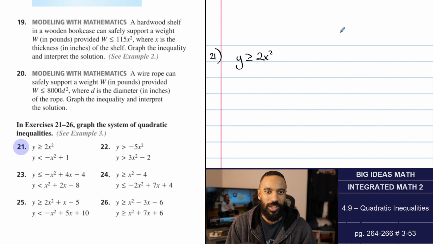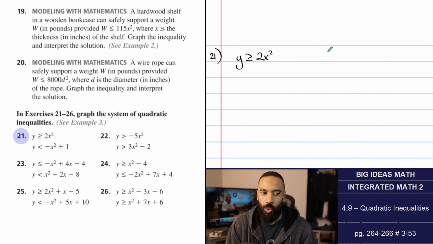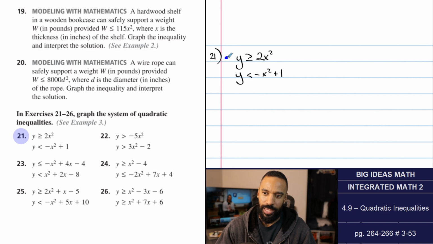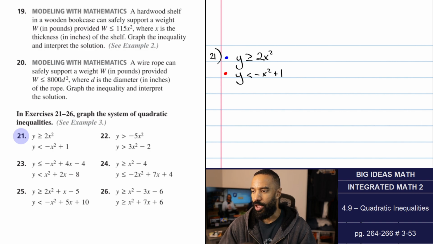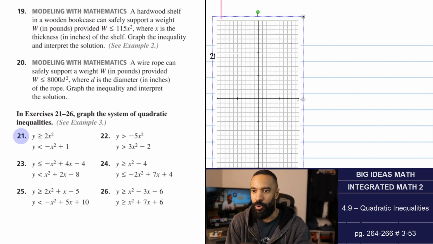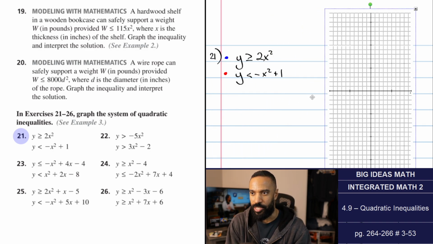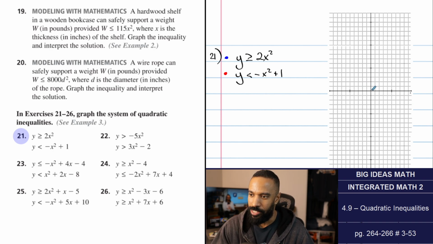All right, number 21. Y is greater than or equal to 2x squared. Y is less than negative x squared plus 1. For consistency's sake, I'm going to try and do these the same each time. I'll use blue, I'll use red, and the overlapping shaded region will be purple. Sound good? All right, let's go ahead and graph both of these things here. This actually will probably take longer than I first said, saying, oh, this will be fun. I suddenly don't think so.